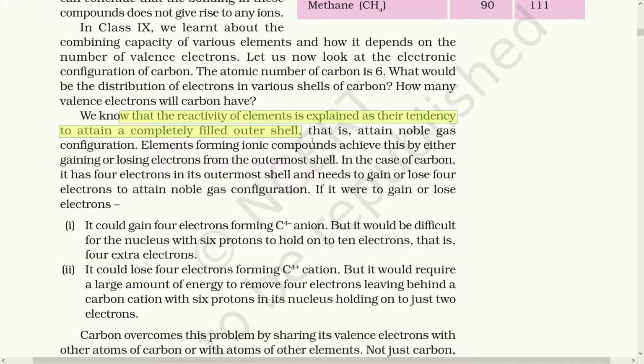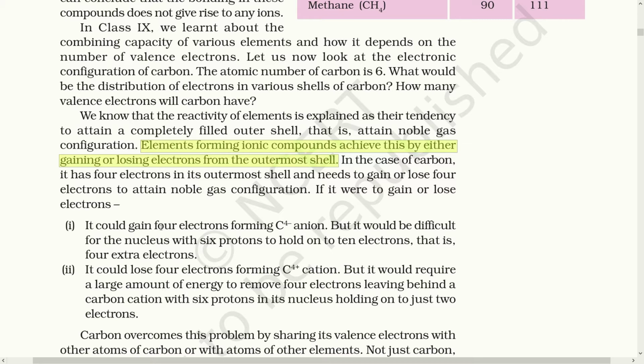Elements forming ionic compounds achieve this by either gaining or losing electrons from the outermost shell. In the case of carbon, it has 4 electrons in its outermost shell and it needs to gain or lose 4 electrons to attain noble gas configuration. But this seems a little difficult. There are two conditions which explain this.